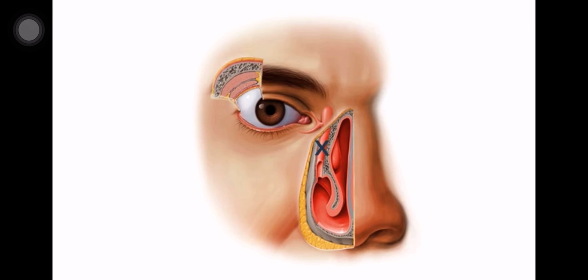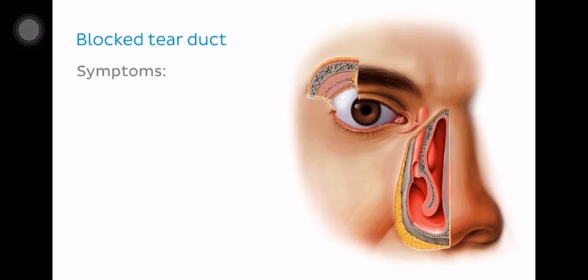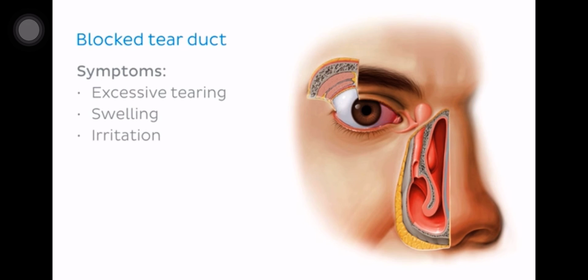So what would happen if this lacrimal drainage system was blocked? Well, if you ended up with a blocked tear duct, lacrimal fluid won't be able to drain properly. This would result in symptoms including excessive tearing, swelling at the medial portion of the eye where the canaliculi are blocked, irritation, and possible infection.